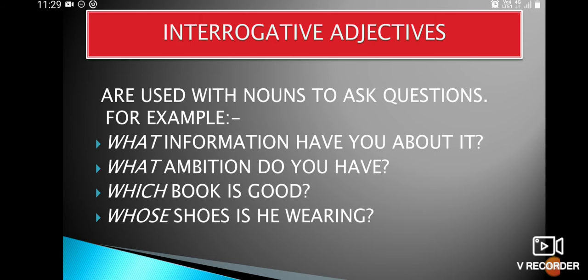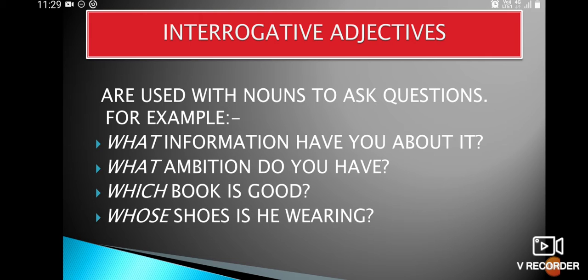Next is interrogative adjectives. Interrogative adjectives are the words which are used with nouns to ask questions. For example, what information have you about it? So why am I using what? To ask a question about the information about it. What information do you have about it? Then, what ambition do you have?